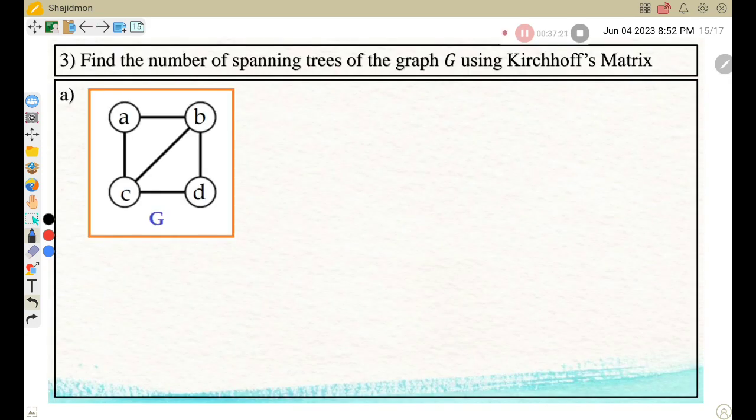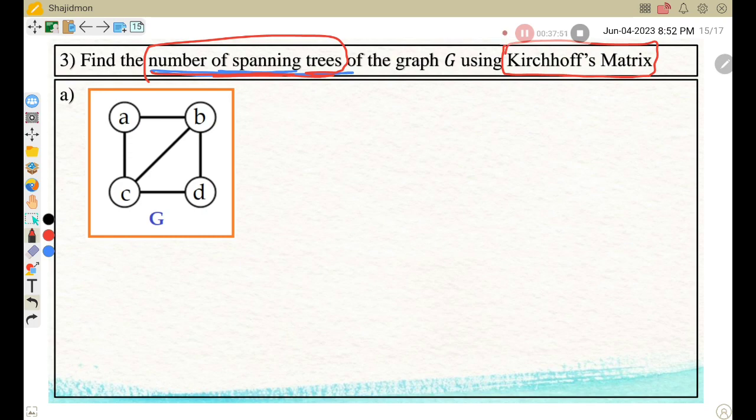Now we will go to the main idea of this section: find the number of spanning trees of a graph G by using the Kirchhoff matrix. This is the important idea here. How to find the number of spanning trees? By using which algorithm? The Kirchhoff matrix, Kirchhoff's matrix. Okay, so we will do this question here.